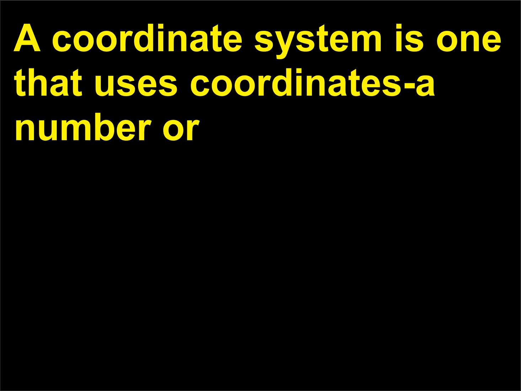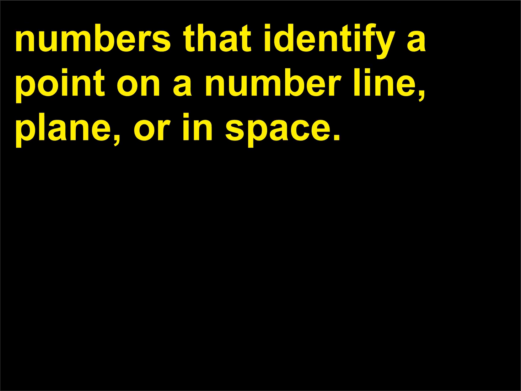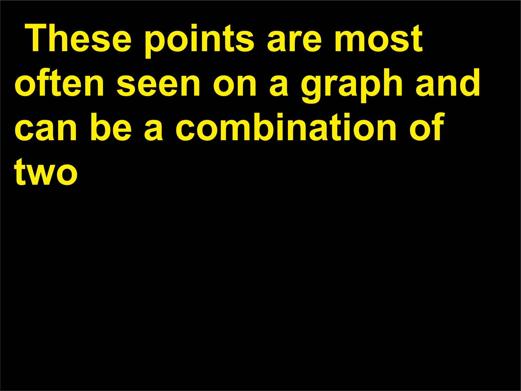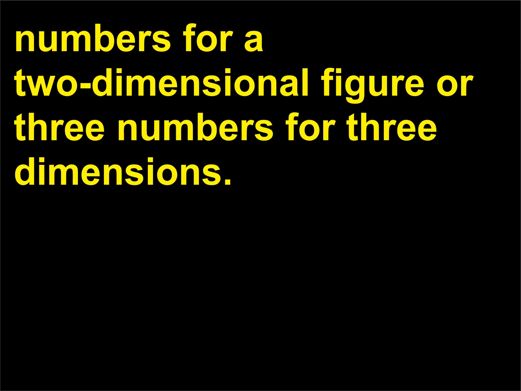A coordinate system is one that uses coordinates, a number or numbers that identify a point on a number line, plane, or in space. These points are most often seen on a graph and can be a combination of two numbers for a two-dimensional figure or three numbers for three dimensions.